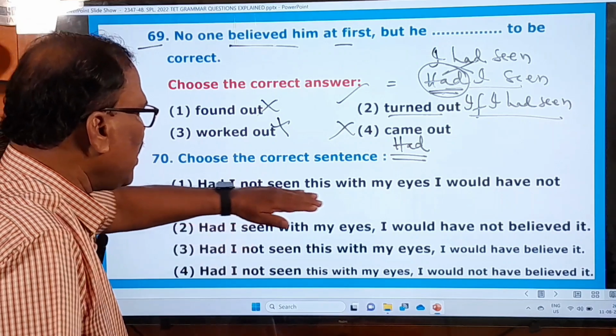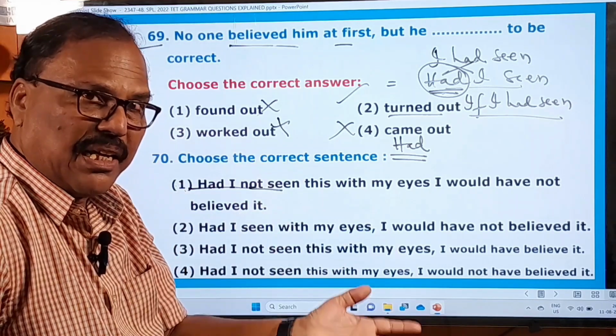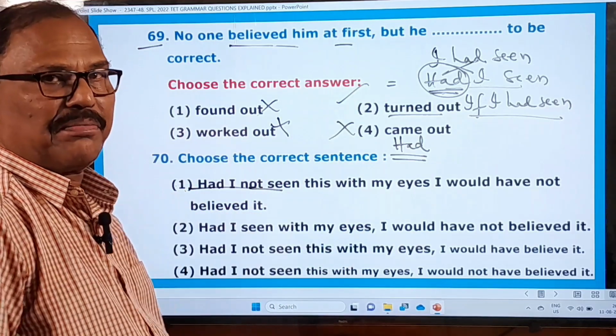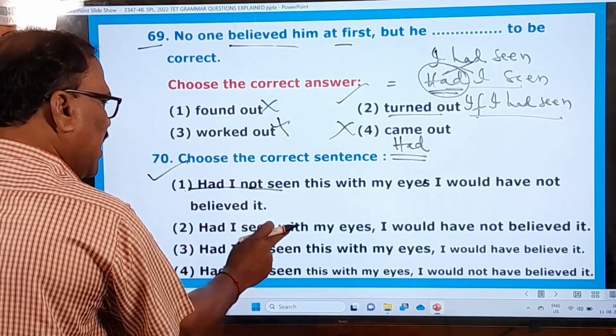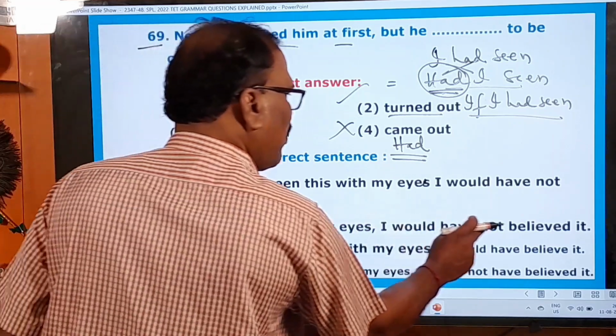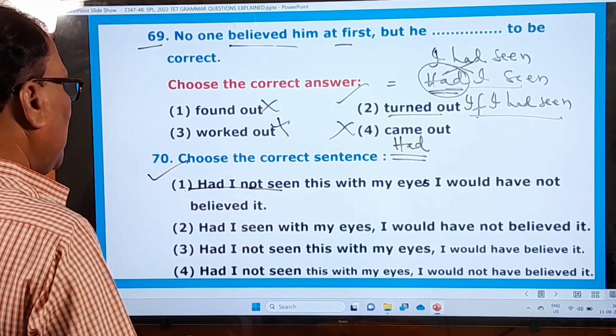So, had I not seen this with my eyes, నా కళ్ళతో నేను చూచి ఉండనట్టయితే, I would not have believed it. నేను దాన్ని నమ్మి ఉండకపోయేవాడను. That is the meaning of this, of course. Had I seen with my eyes, నా కళ్ళతో చూచి ఉండినట్టయితే, I would have not believed it. నేను నమ్మి ఉండకపోయేవాడిని. So what is there?